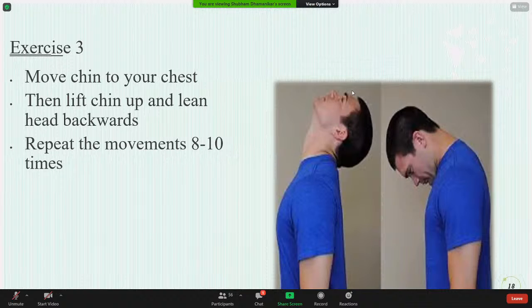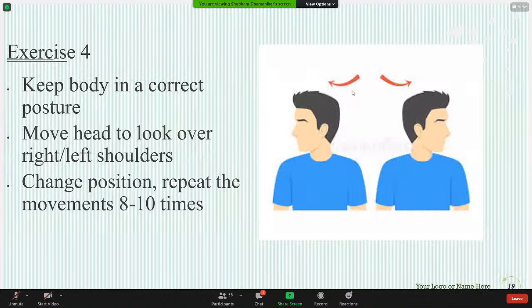Fourth exercise: keep your body in a correct posture. Move head to look over the right and left shoulder. Change position. Repeat the movements for 8 to 10 times. We can do this exercise during our academic school times, in order to ease the burden of cervical spondylosis, so that the pressure on the neck does not fall directly. In order to remove that burden, we should follow these exercises.